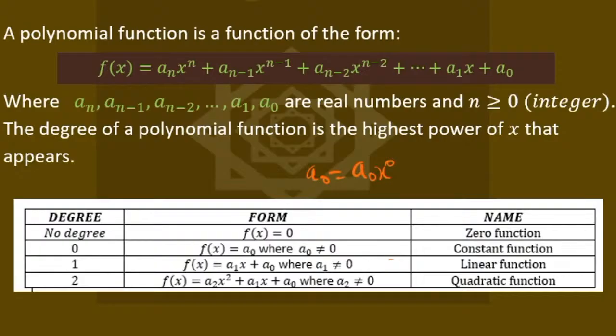What of this? The third row, as you can see, the highest power is 1, so the degree is 1. The second one, quadratic, is power 2, so the degree is 2. So these are the names. Zero function, that's for a constant that is 0. Constant function for any other constant that is not 0. Linear function, and finally the quadratic function.